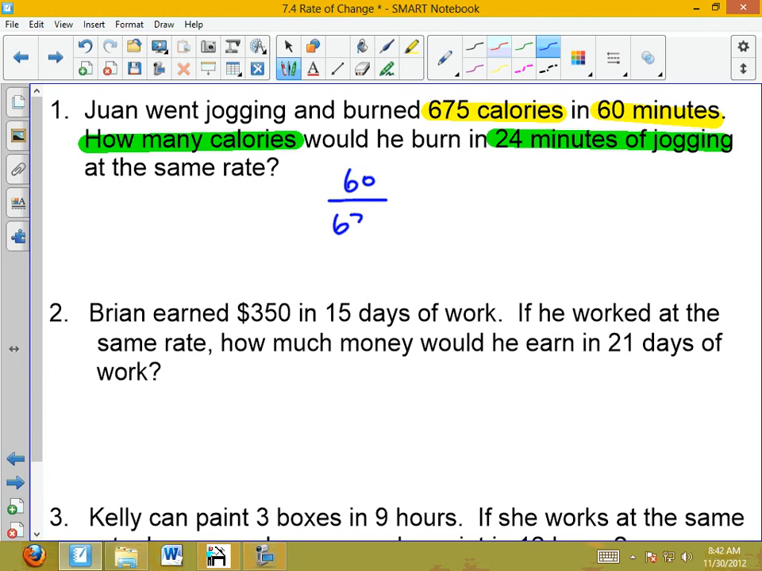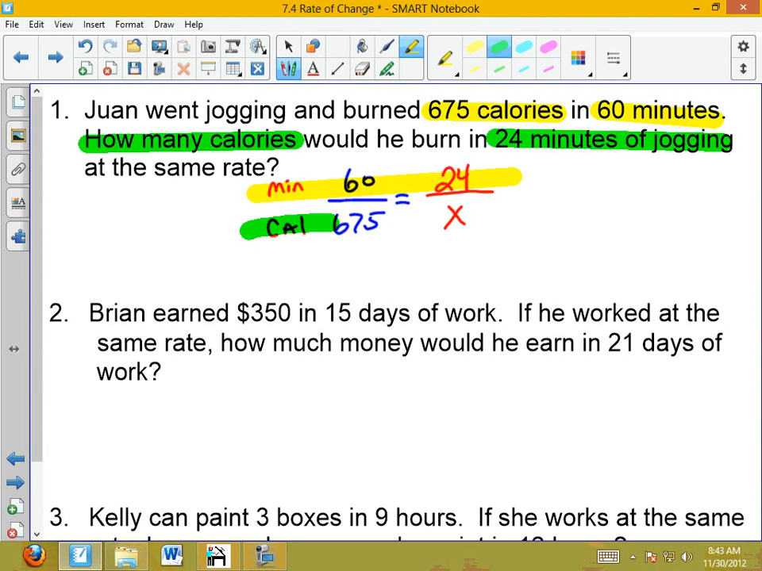60 minutes, burn 675 calories. That goes together. Now, the question is how many calories would he burn in 24 minutes? Now you cross multiply, you find your answer. Here is the most important thing. It doesn't matter how you set your fraction up. You could put either number on top. I put minutes on top, calories on bottom. So in my second fraction, I have to have minutes on top, calories on bottom. That's where you guys make the mistake.